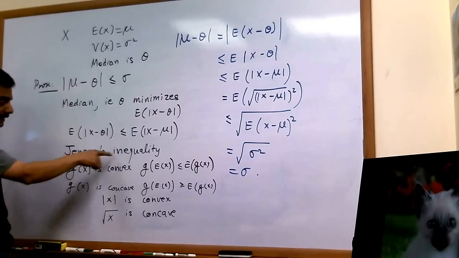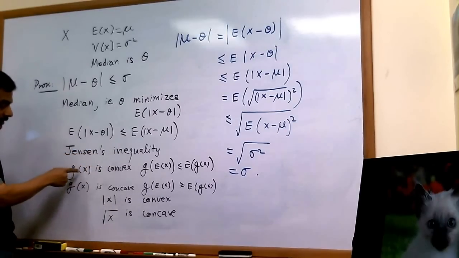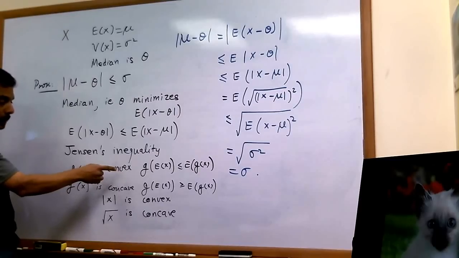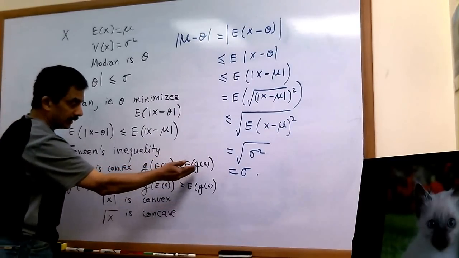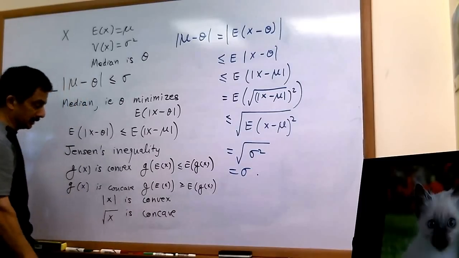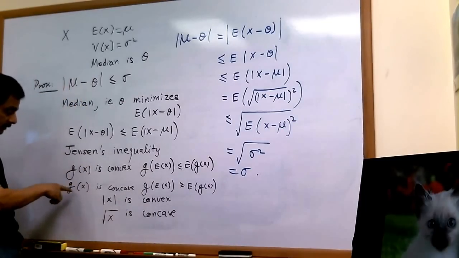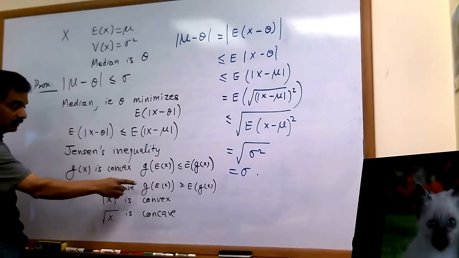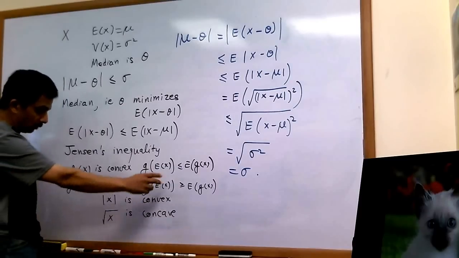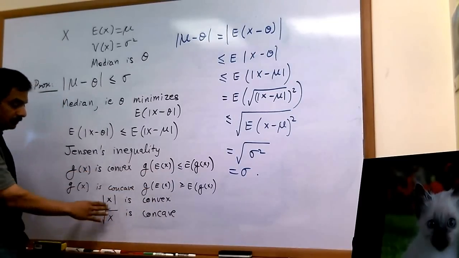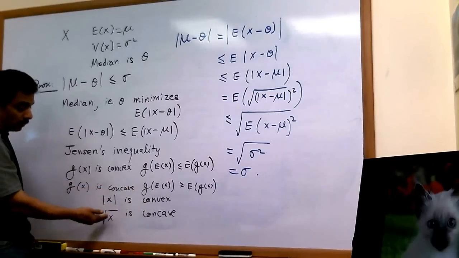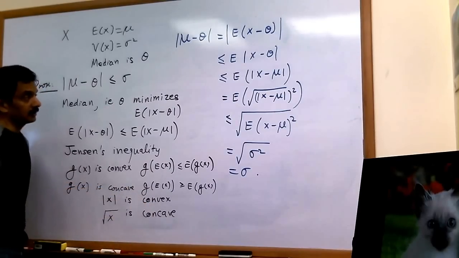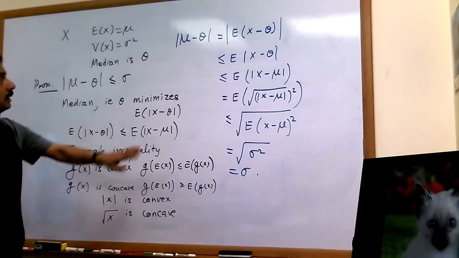Now remember Jensen's inequality, which says that if g(x) is convex, the function of the expected value must be smaller than or equal to the expected value of the function. Or vice versa, if g(x) is concave, the inequality changes direction. We know that the absolute value of anything is convex and the square root of anything is concave. Keep these things in mind.